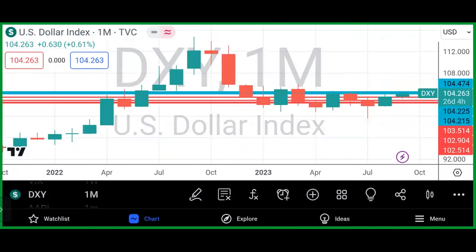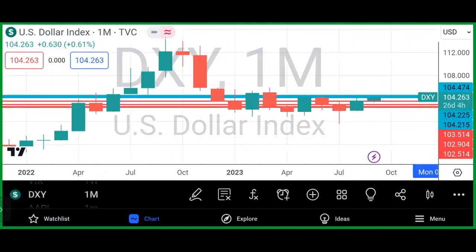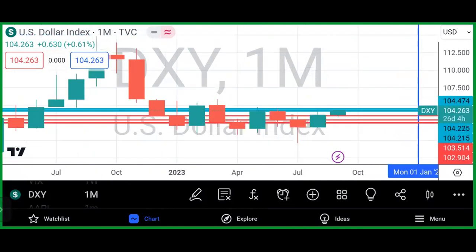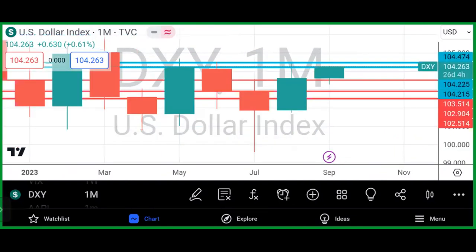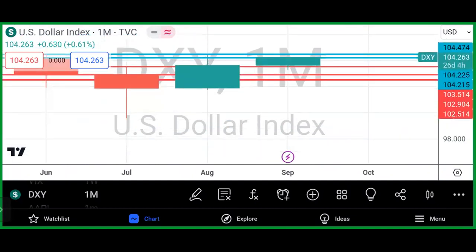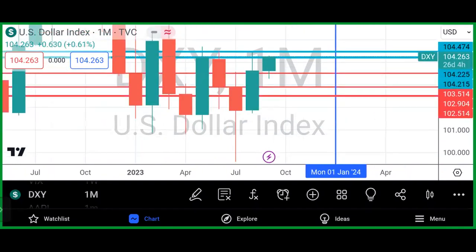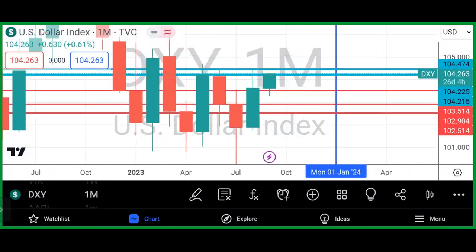Looking at the USD index chart, you would see that US dollar is still very strong. It's still bullish. Can you see that? Last month's candle closed strongly bullish. Can you see that? So USD is still very strong.